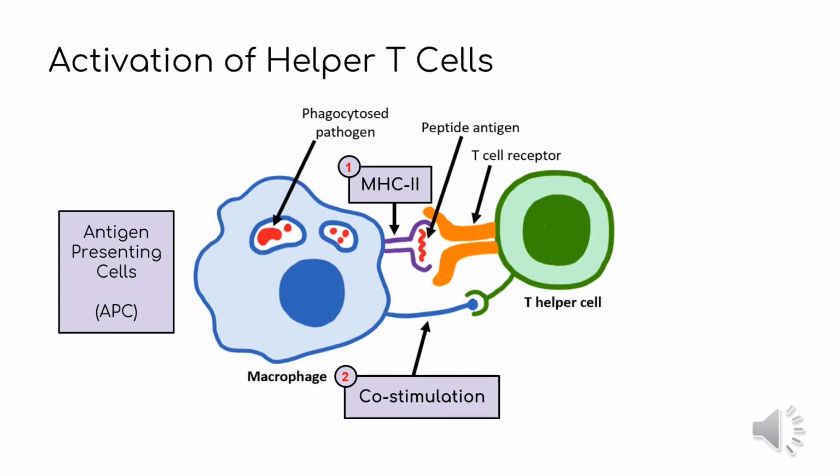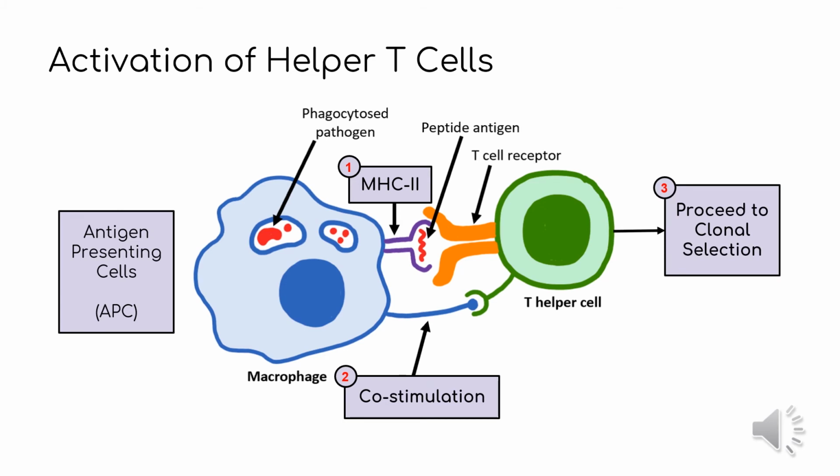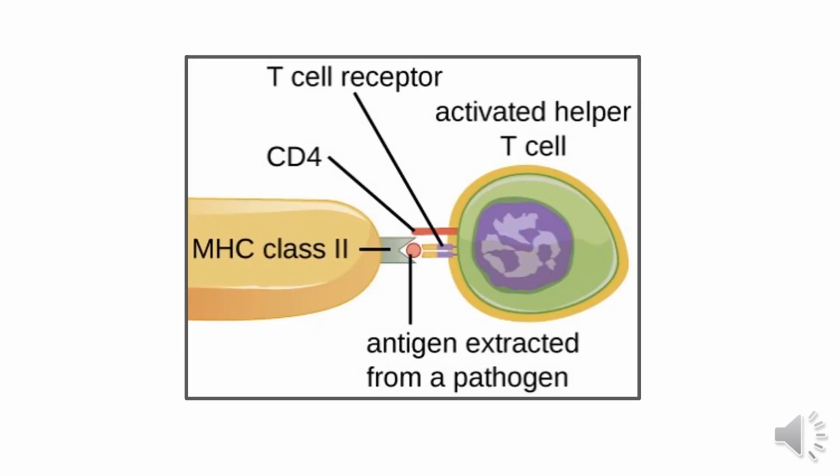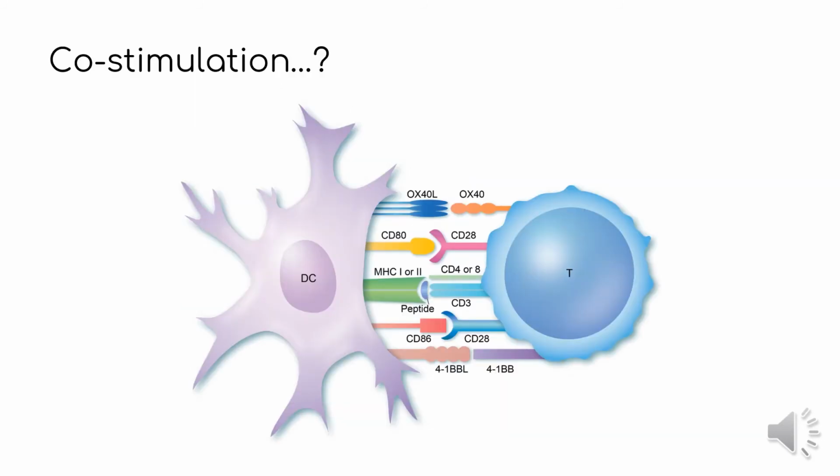Only when the first two steps are done, the helper T cells can now be fully activated and undergo clonal selection, which will form active helper T cells and memory helper T cells. This is a picture showing the CD4 molecules mentioned just now that assist in the binding process. And this picture shows you that the full activation of helper T cell is not just a simple binding between the receptor with the MHC2 antigen complex. It also involves tons of other proteins, but for now, don't worry about it.